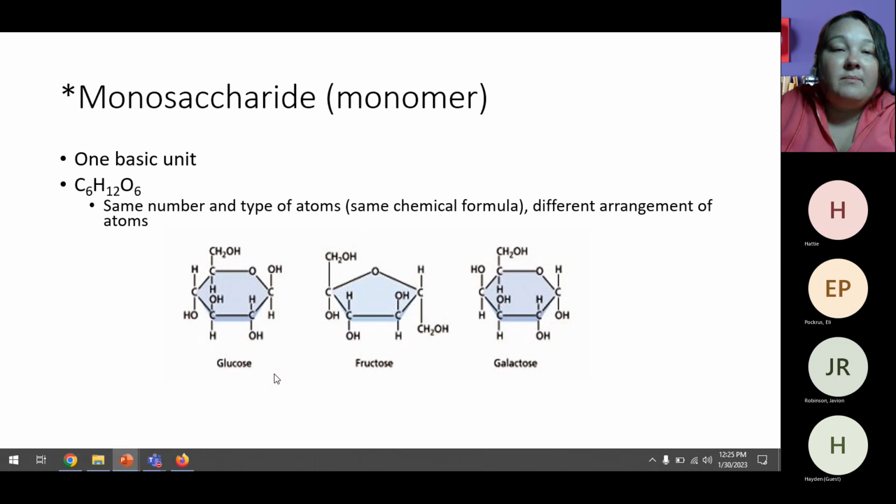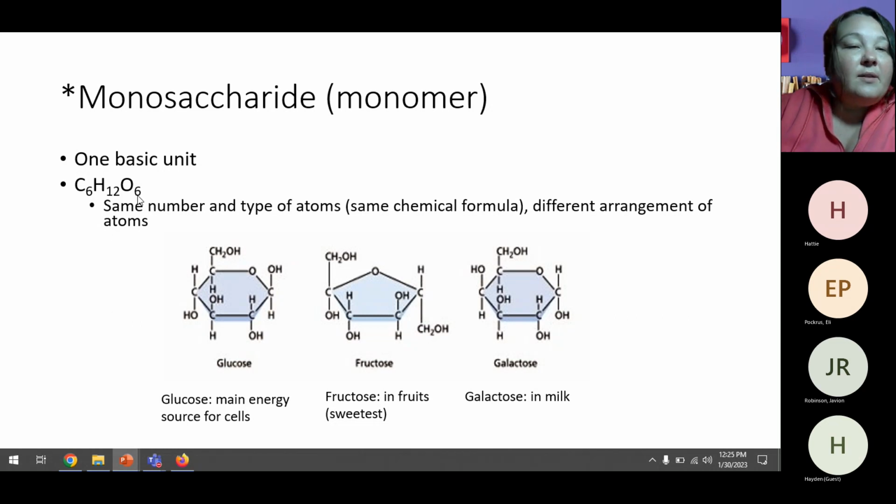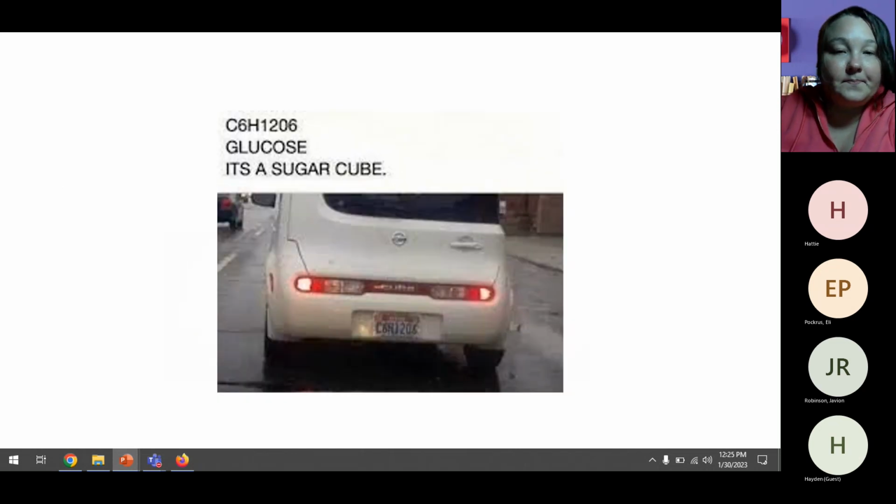Here are some images of monosaccharides. We have glucose right here. That's the main energy source for cells. Fructose is another monosaccharide. That's in the fruits and it's sweetest. And galactose is another monosaccharide. It's the sugar found in milk. And there are, of course, other monosaccharides. These are just the ones that I want you to know about. Notice that they have the same chemical formula, but different arrangements of atoms that makes them isomers of one another.